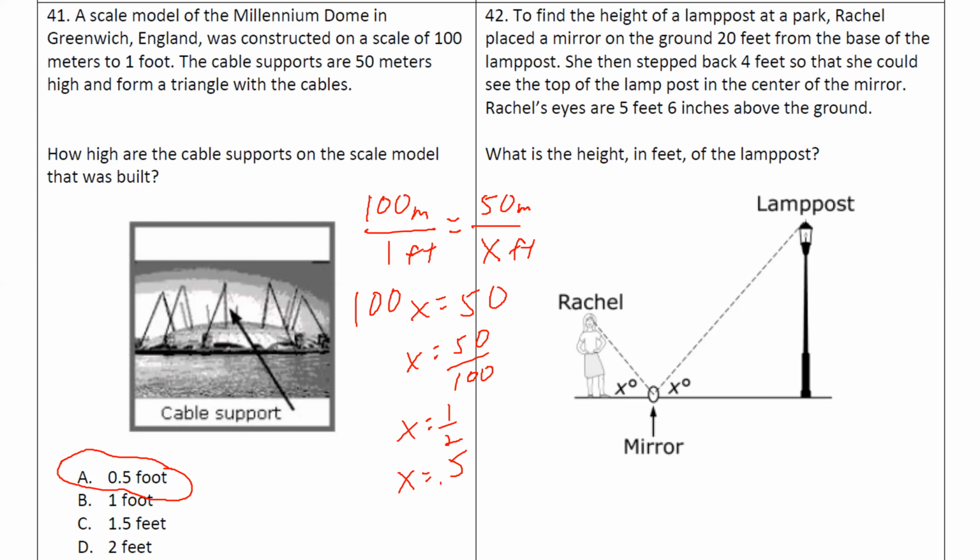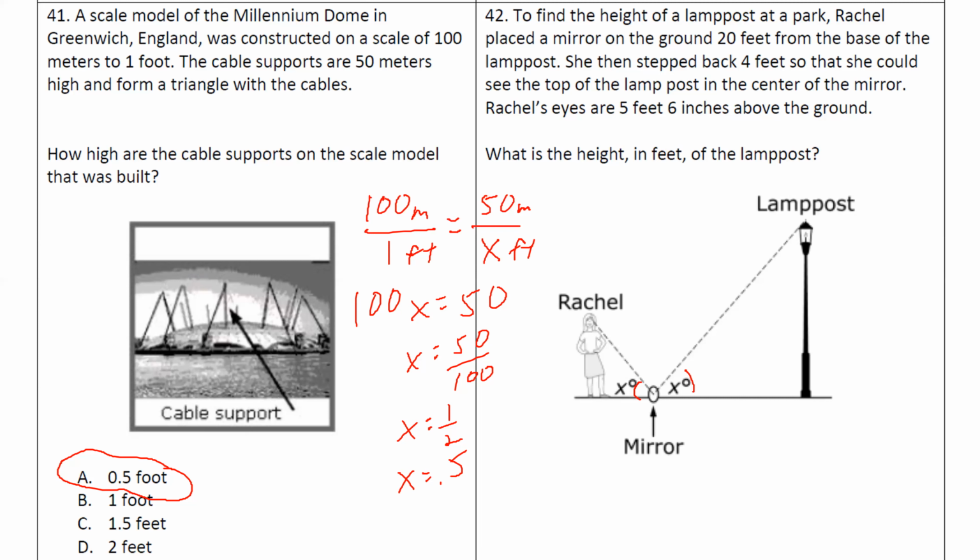On 42, they give you a lot of information here. We have Rachel, who has the mirror on the ground. We have those two angles both labeled as x because they have to be congruent. These two figures would have to be similar. So we already know that those two angles are the same. They tell us the height of Rachel was 5 feet 6 inches. Our final answer has to be in feet. So just write your answer in, or your numbers in feet here.